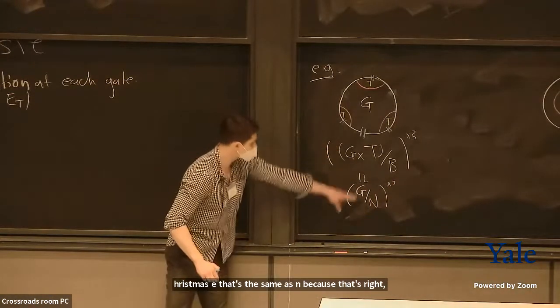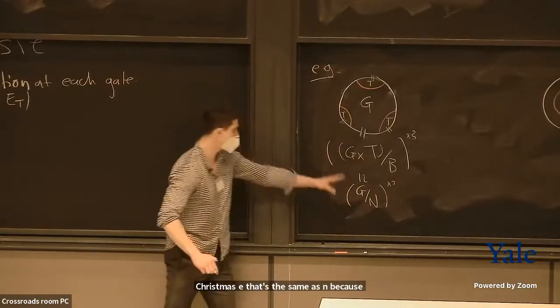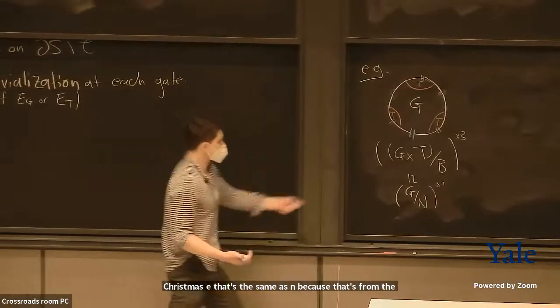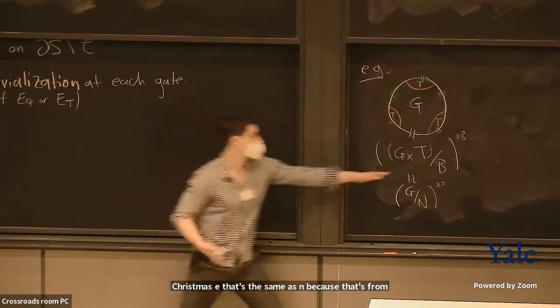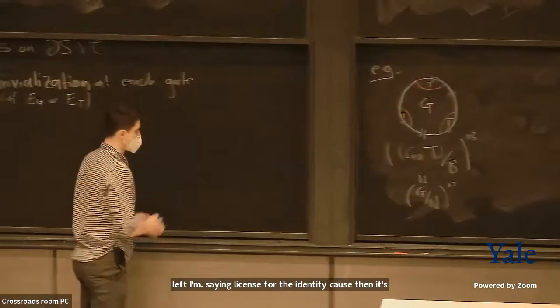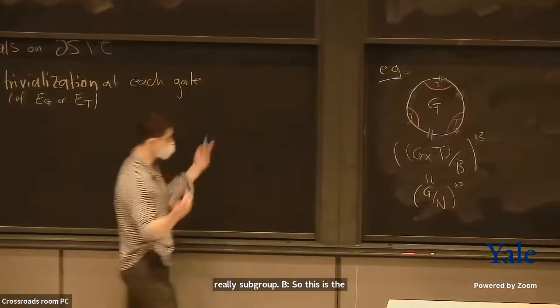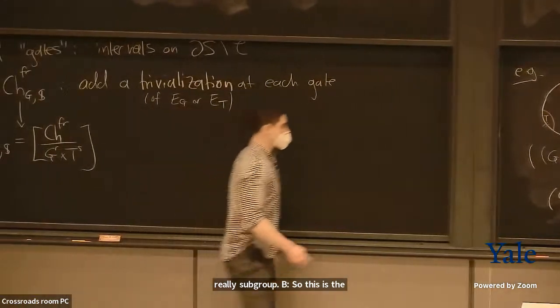Because G cross T acts in the obvious way on G mod N, T from the left and T from the right, because it normalizes N. And the stabilizer of the identity coset is clearly the subgroup B. So this is the product of 3 copies of this principal flag variety G mod N.